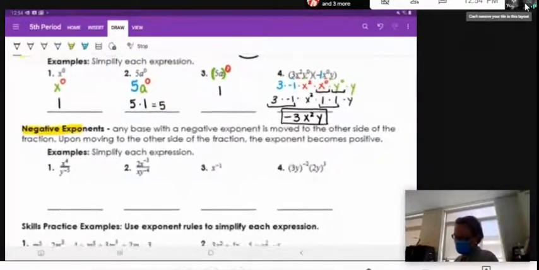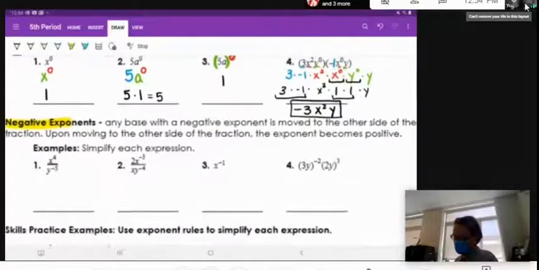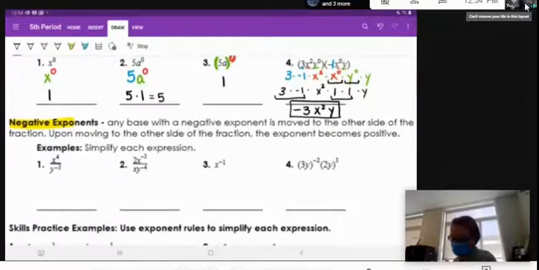So I'm going to zoom out a bit, so it might be kind of tough to see, but you've got your papers in front of you, so you can read along with me. Negative exponents take the base and move it to the other side of the fraction. That's weird, right? We'll do some examples.